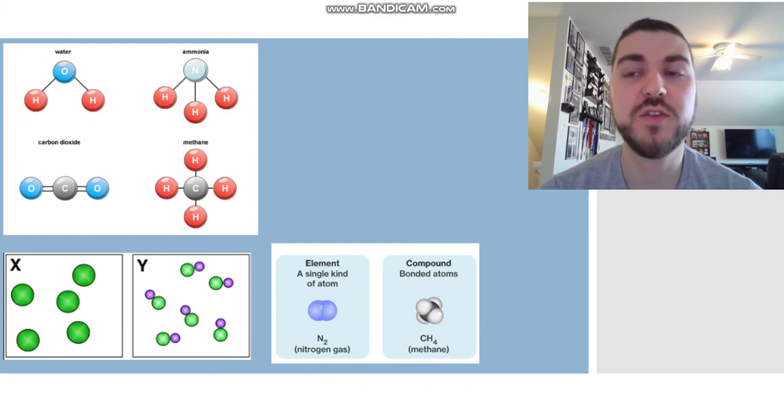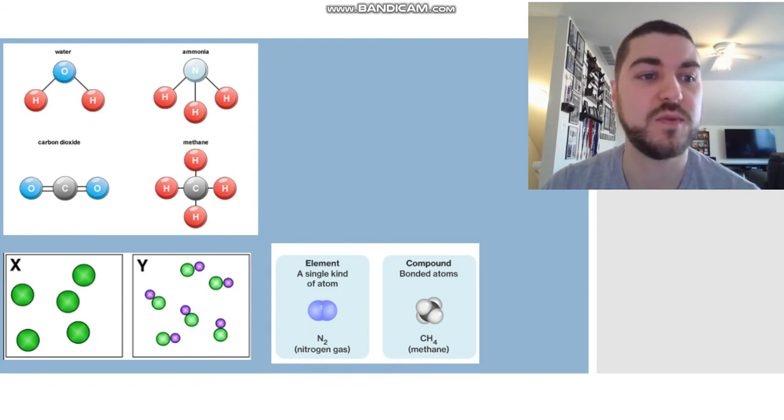Now, Y has two different types of elements. It has green atoms and purple atoms, and they are connected. So this is a classic example of a compound. So sometimes these visual representations can be helpful. And on the bottom middle of the screen, you'll see element and compound, and it just mentions that an element is a single kind of atom, and a compound is bonded atoms, so at least two or more different types of atoms being present.